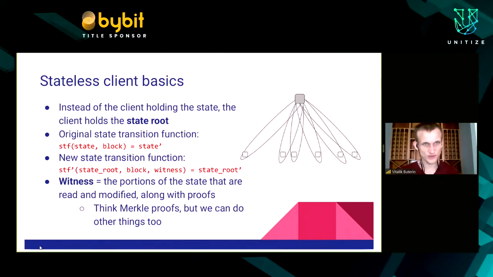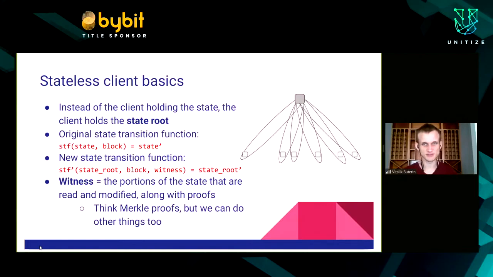So if we think of the original state transition function, the state transition function that takes as input a state and a block, and outputs a new state, we can think of a stateless client as processing a parallel state transition function, where you have the state root, the block, and the new state root. Now, the block by itself and the state root by itself don't give you enough information, right?